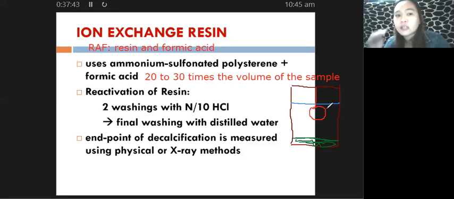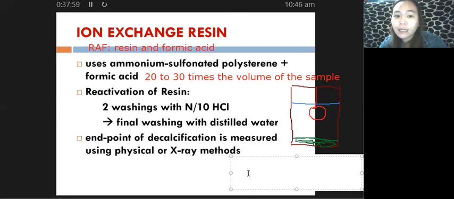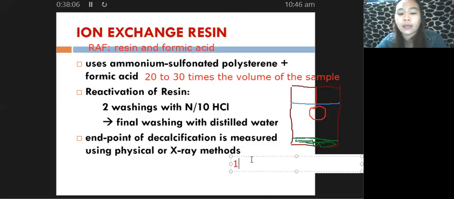All right. So how will your mineral deposits or your calcium deposits be removed using your ion exchange resin? The first thing that will happen in your setup would be the dissolution of your mineral deposits or your calcium deposits. This dissolution will allow the liberation.